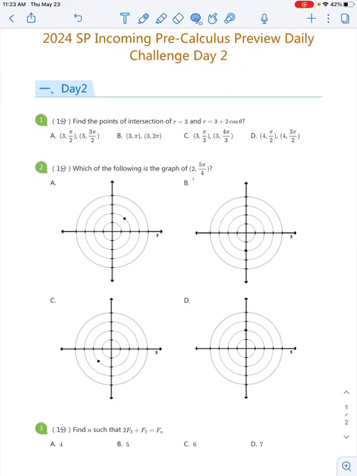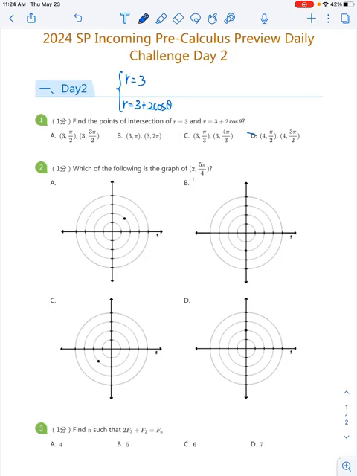For the first one here, we are trying to find the point of intersection of these two equations. Note that we have two polar equations, but if you want to find the intersection, it's the same idea. First of all, you set the two equations together. So we have r equals 3, and the other one is r equals 3 plus 2 multiplied by cosine theta. We just want to find the solutions for r and theta that satisfy both equations. Right away, we know that r has to be equal to 3. That's going to be the radius, so choice D here must be wrong.